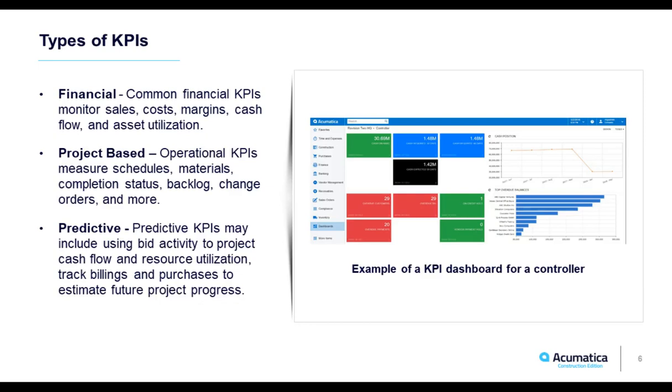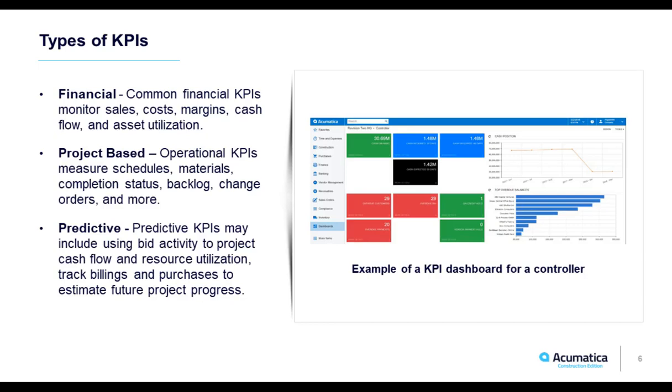Over on the right-hand side, you'll see the type of information that can be displayed on these dashboards varies, obviously depending on your role in an organization. So the first types of KPIs are financial, right? Common financial key performance indicators could be monitoring sales, costs, margins, cash flow, and asset utilization. Then we talk about project-based KPIs. Those are operational KPIs that are measuring things like schedules, materials, completion status, backlog, change orders, change requests, project issues, and more. And we can manage all of that from a dashboard perspective.